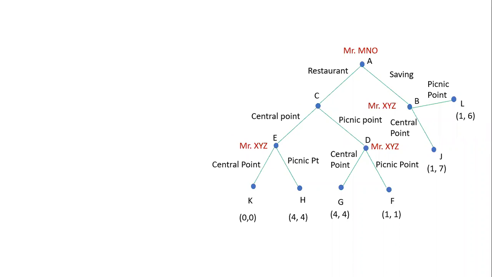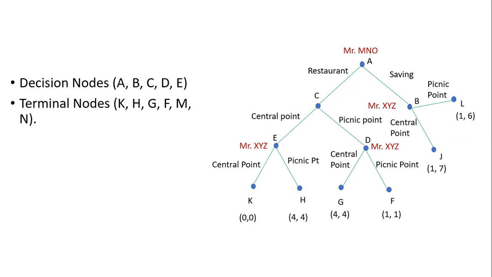Here at nodes A, B, C, D, and E, either of the two players has to make a decision. Therefore, these are called decision nodes. And if the game reaches node K, H, G, F, J, or L, the game ends. So these are called terminal nodes.